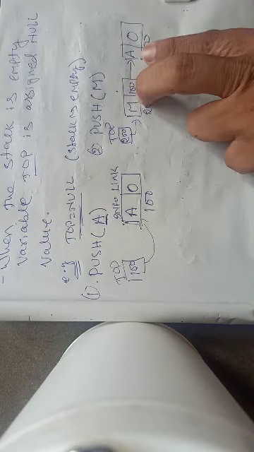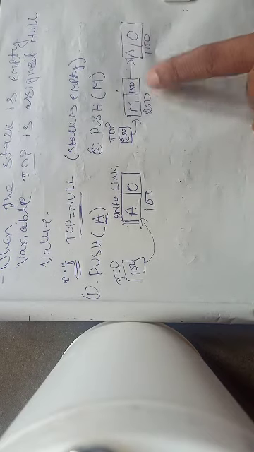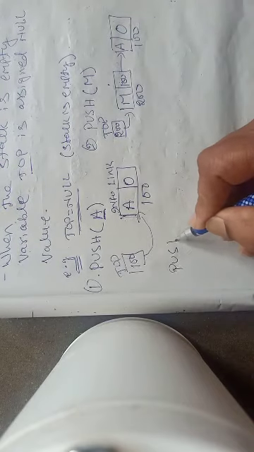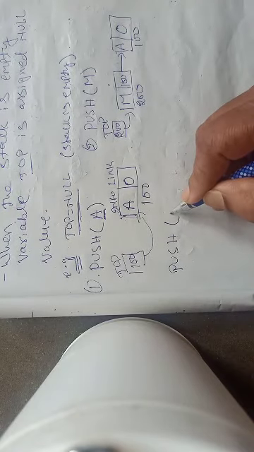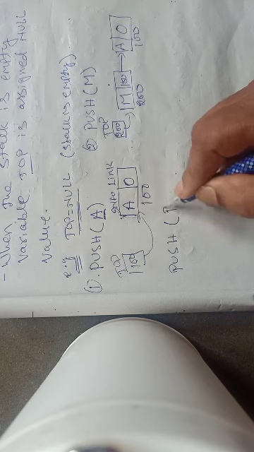Which one is the most recently inserted node? Out of these nodes, which arrived last? M. So this one will be my top node. Now suppose again I perform a push, let's say push D. What will be the structure of the stack?